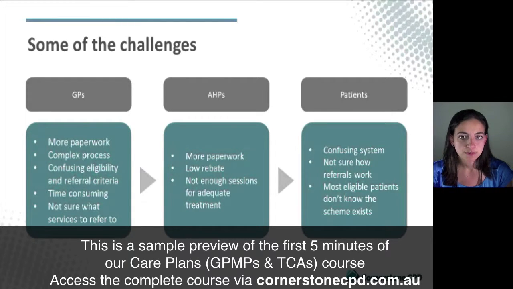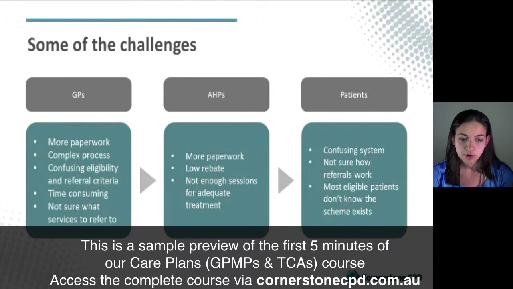Now, some of the challenges we face, at least for GPs, is the fact that there's more paperwork involved. And when I say GPs, I mean general practice. So it's not just the GPs, but the GPs, nurses, the whole practice team. There's more paperwork involved. The process is quite complex, and I will break it down. So we will go through all the different steps and the Medicare items and how all of that comes together. But overall, it can be an overwhelming process. The eligibility criteria and the referral criteria for allied health professionals can be confusing for both patients and for providers.